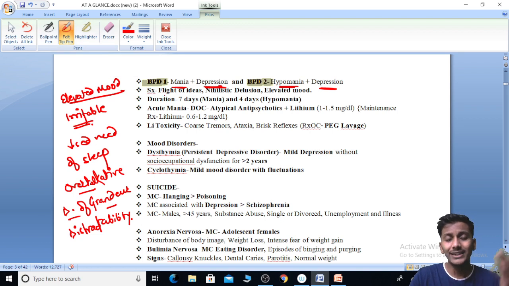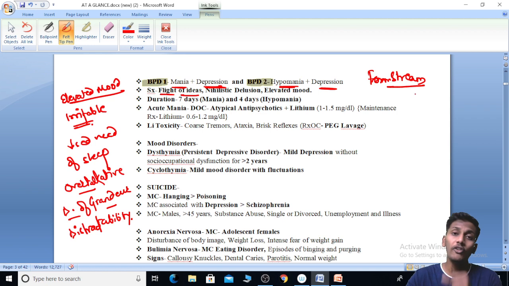Along with these symptoms, there would also be flight of ideas, as we have discussed earlier. Please remember, flight of ideas is a disorder of the stream or flow of thought. Usually in cases of flight of ideas, the stream or the flow of thought is increased. Consecutive thoughts come in mind one after the other. Bahut jaldi jaldi dimag mein thoughts aate rehte hain.